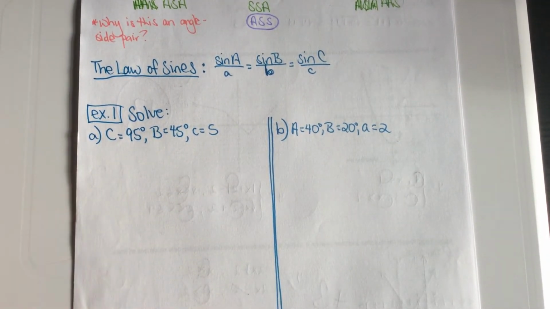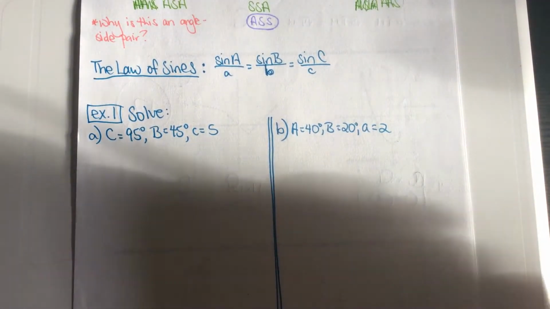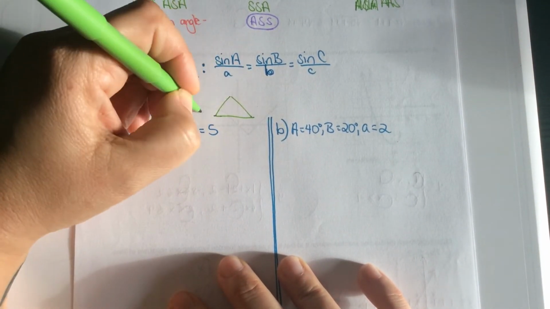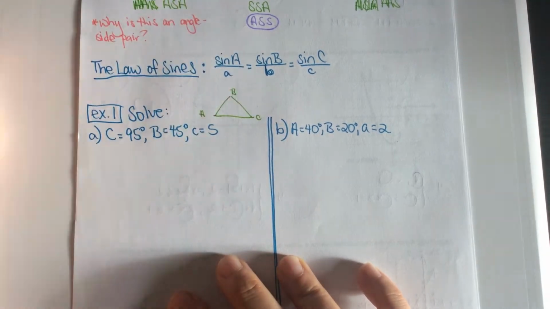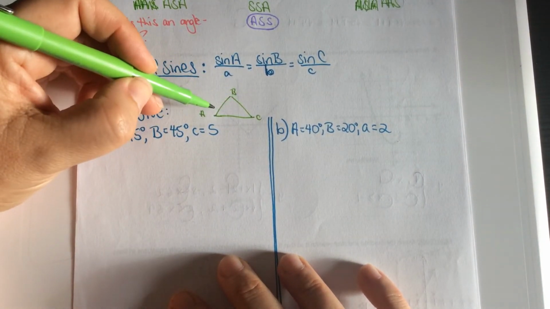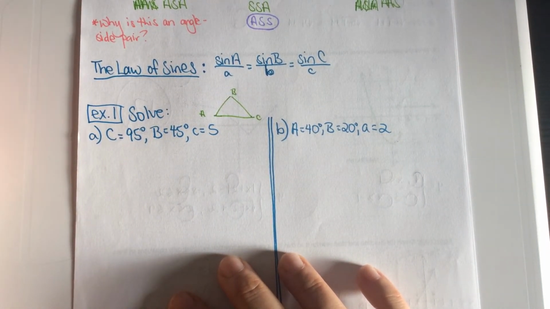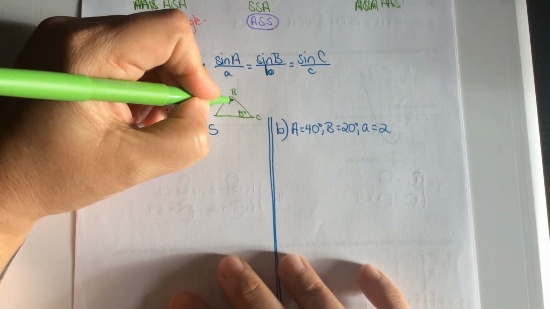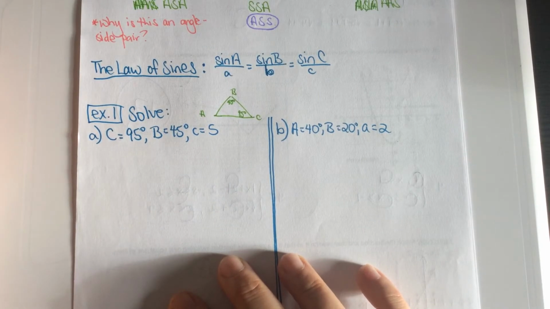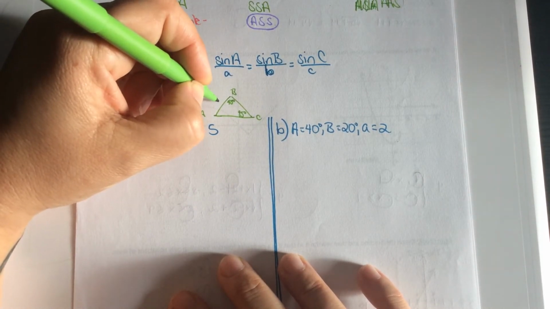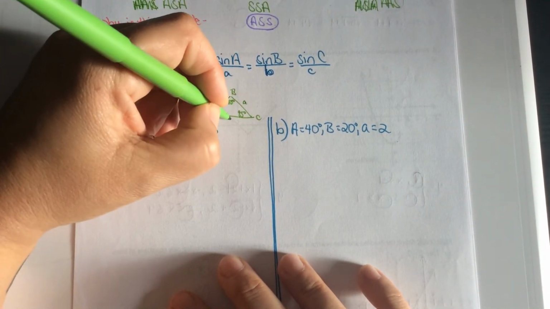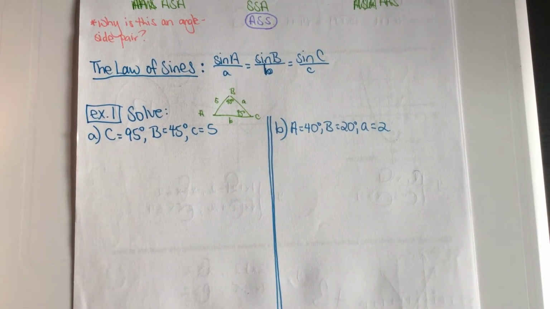So I always recommend drawing a picture for these. It doesn't have to be a big picture. Remember that the angles are labeled in capital letters and the sides are labeled in lowercase letters, and the side and angle across from each other are the same letter. So if this is angle C, then this is side C. And then this is side A, and this is side B. You saw that in the pictures we had above.